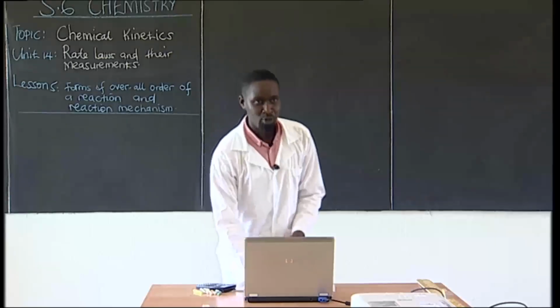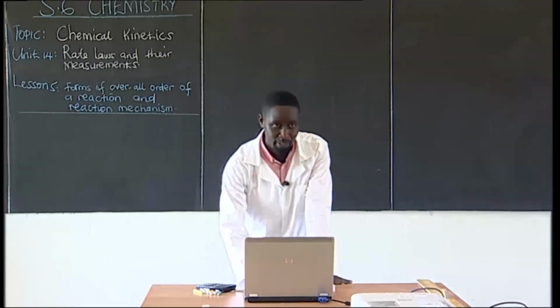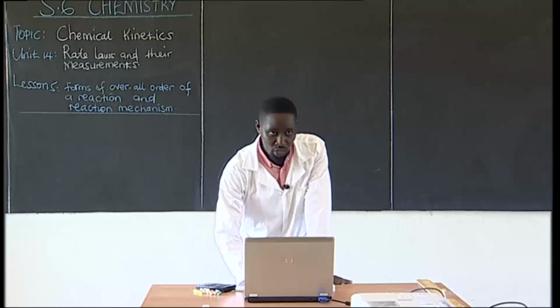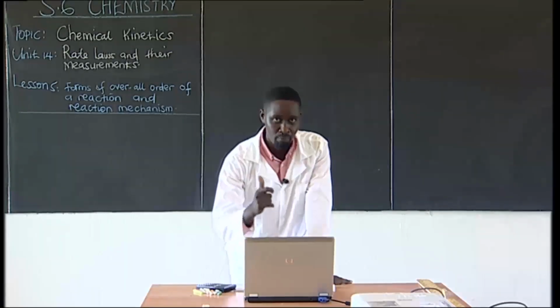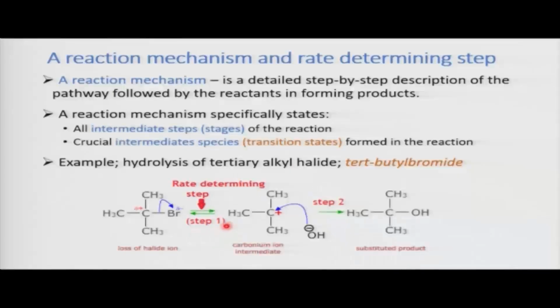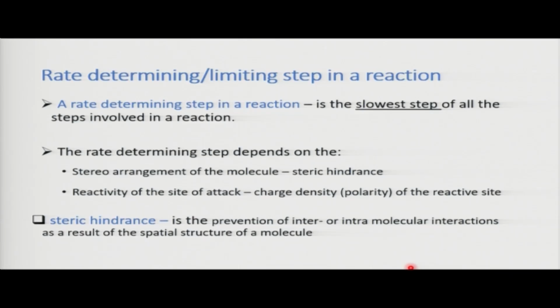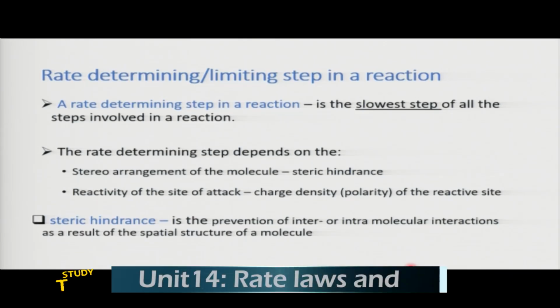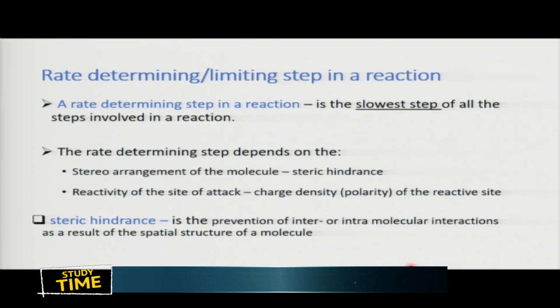Similarly, in chemical reactions, as you see on the slide, for this reaction to occur, there is something that must be overcome. That is the slowest step, which is normally step 1, and that is the rate determining step. When that step is exceeded, then the reaction becomes fast. So what is a rate determining step? It is the slowest step in all steps of a reaction.